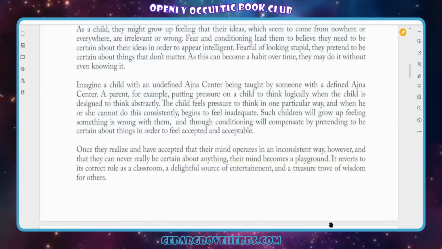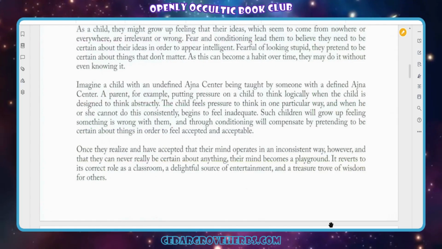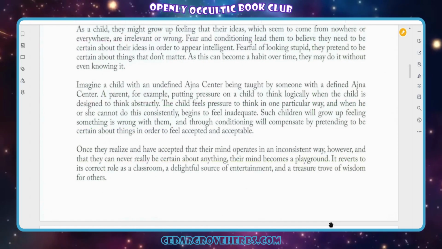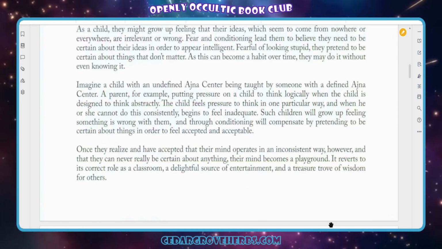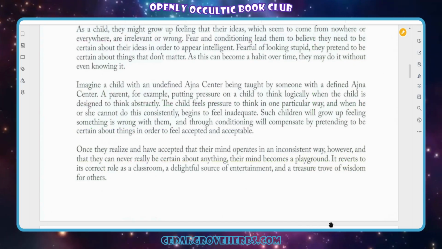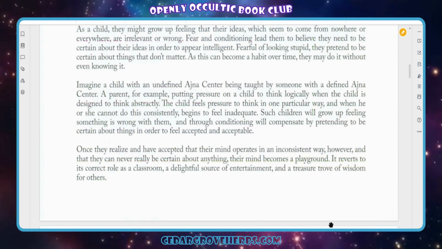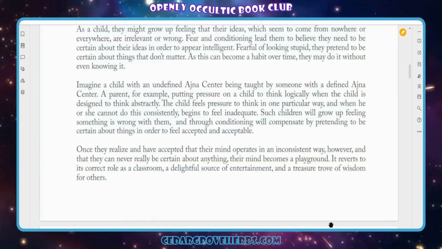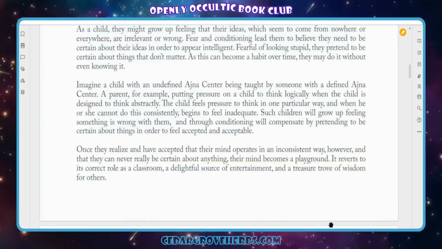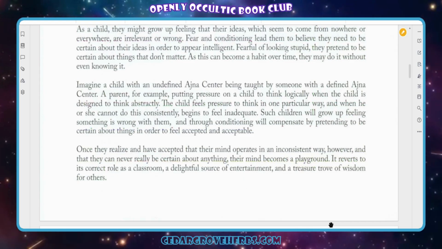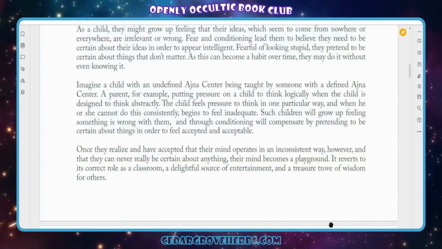Imagine a child with an undefined Ajna center being taught by someone with a defined Ajna center. A parent, for example, putting pressure on a child to think logically when the child is designed to think abstractly. The child feels pressure to think in one particular way, and when he or she cannot do this consistently, begins to feel inadequate. Such children will grow up feeling something is wrong with them, and through conditioning will compensate by pretending to be certain about things in order to feel accepted and acceptable.